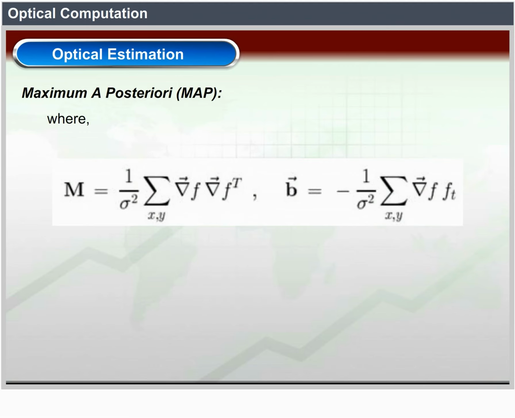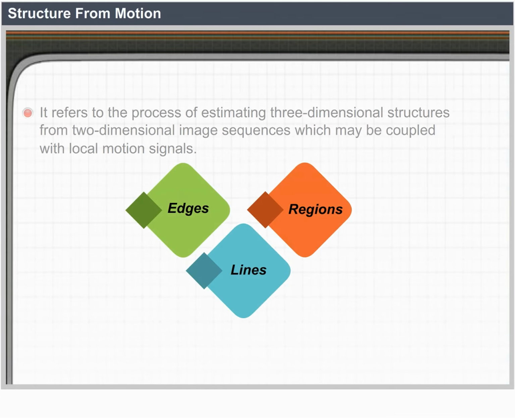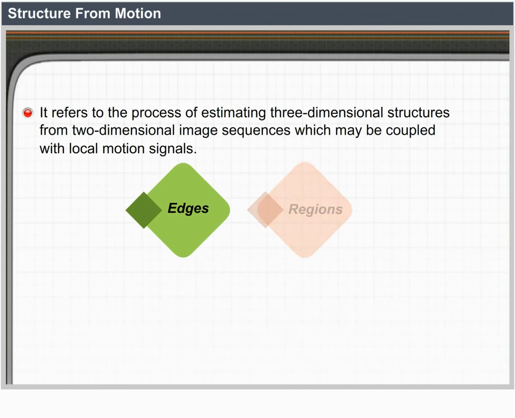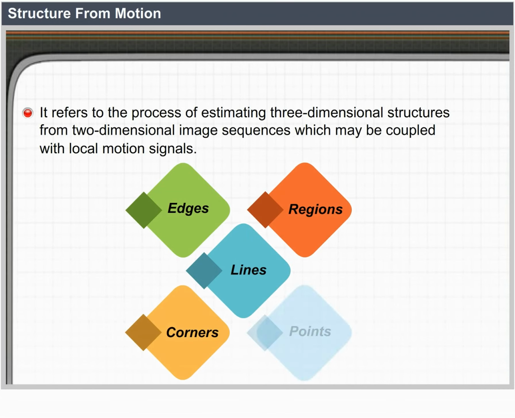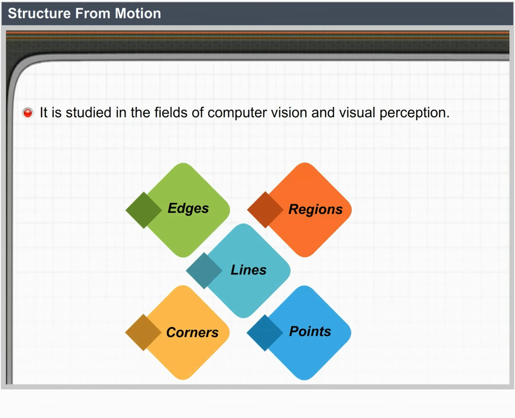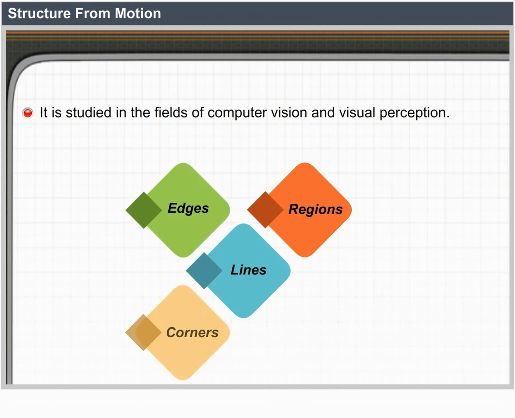Structure from motion. It is a range imaging technique. It refers to the process of estimating three-dimensional structures from two-dimensional image sequences, which may be coupled with local motion signals. It is an important subject in the fields of computer vision and visual perception. Structures in an image: edges, corners, lines, regions, points, etc.